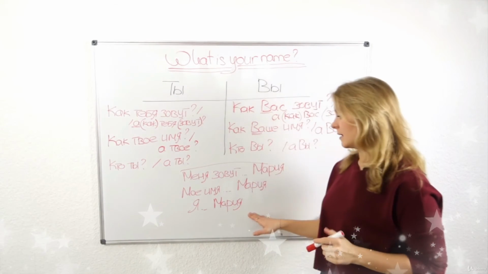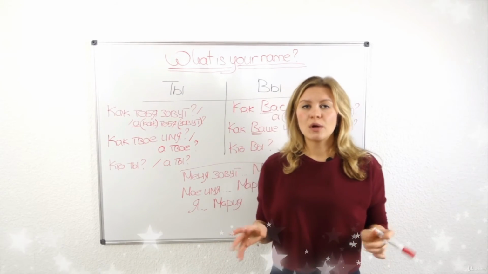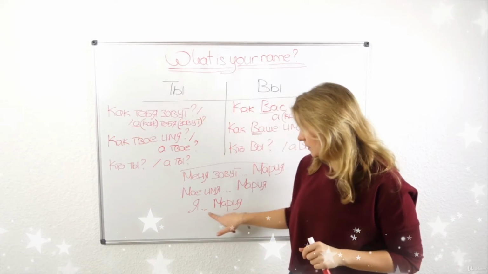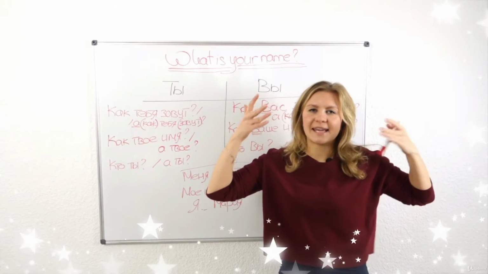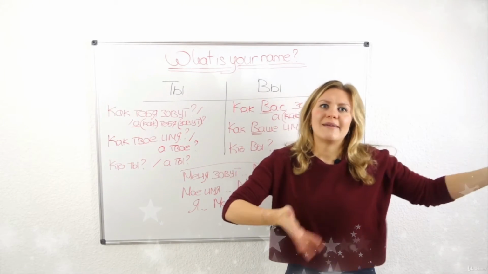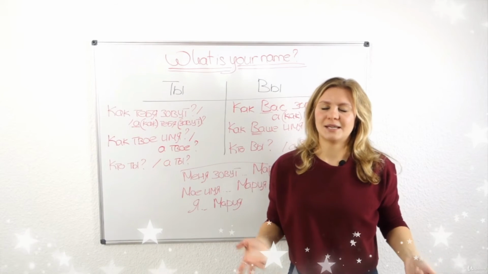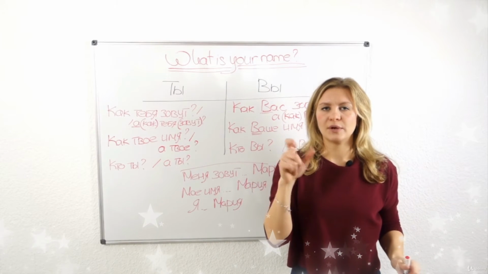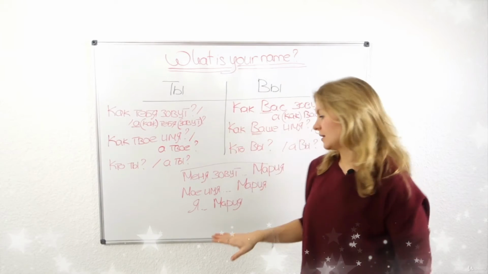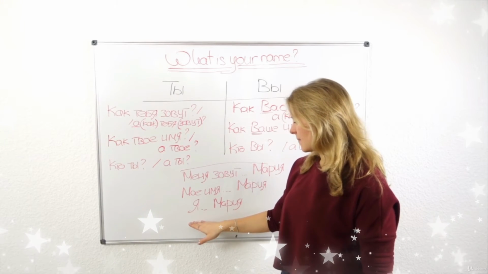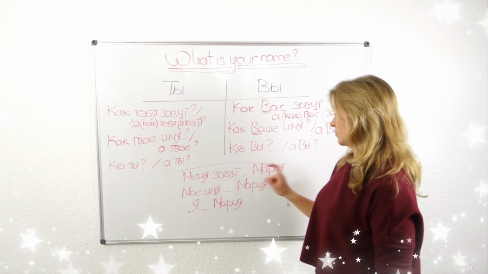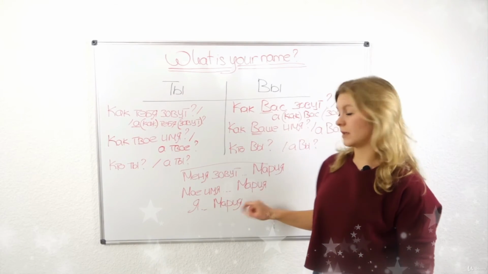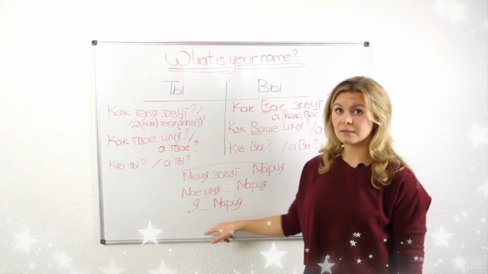Я Мария. As you can see, there is no verb here in between. Simply, a person understands that this is your name, you are. So the be form, is or are, is not used. Simply, I'm Мария. Я Мария. Меня зовут Мария. Мое имя Мария. Я Мария.